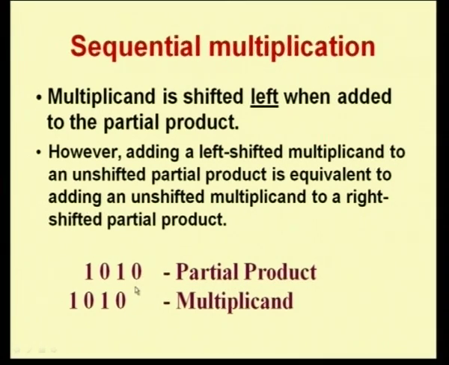The moment we say that this is shifted right and we keep this position constant, we find that it becomes easier to implement this kind of multiplication process. So instead of doing the normal shift left operation, we will be doing a shift right operation of the partial product. This is the idea that is used in sequential multiplication.